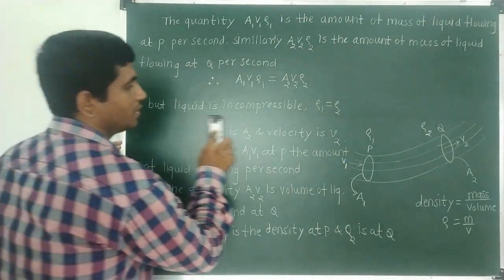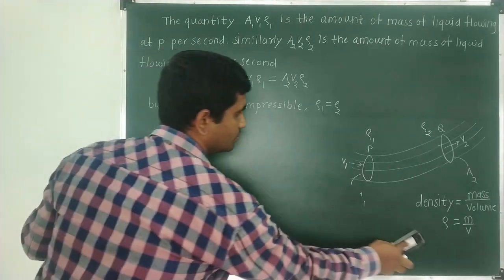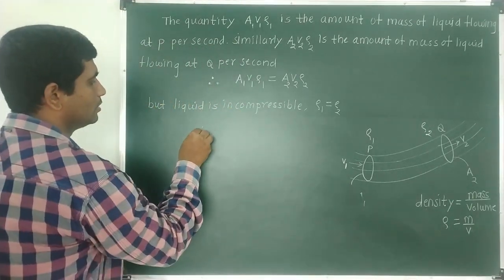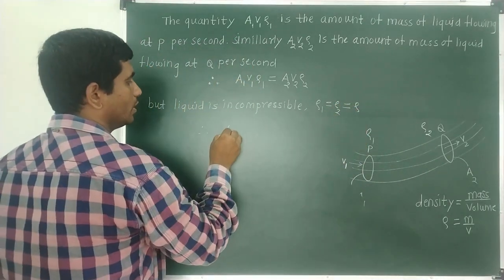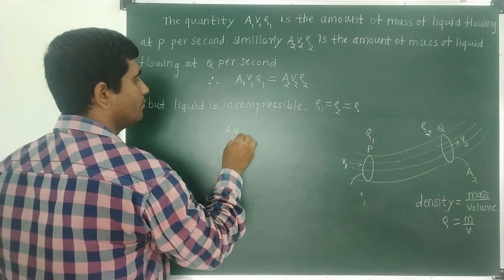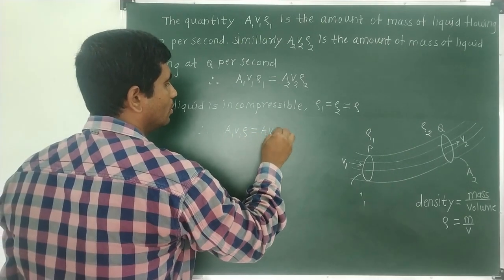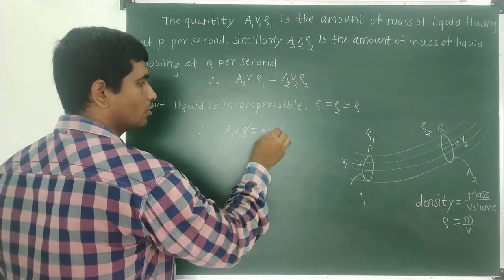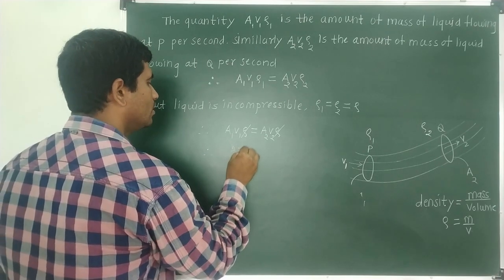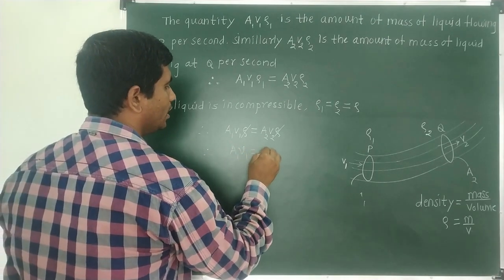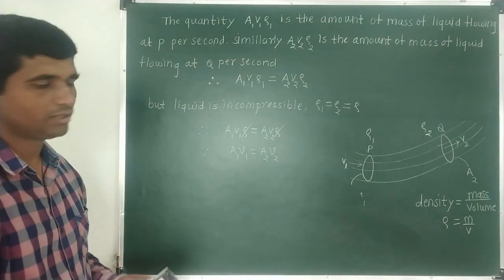If I substitute this value in this equation, what will I get? Rho 1 is equal to rho 2 is equal to rho. So if I substitute in this equation, I will get A1 V1 rho is equal to A2 V2 rho. Okay, this rho on both sides will get cancelled. From this we can write A1 V1 is equal to A2 V2.